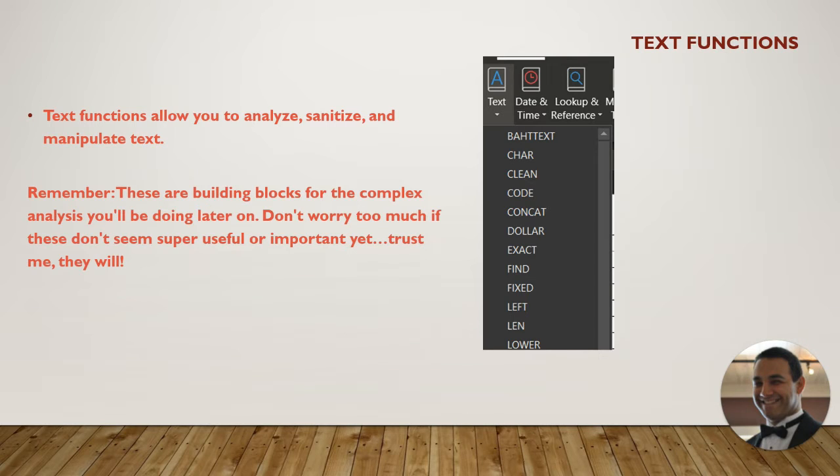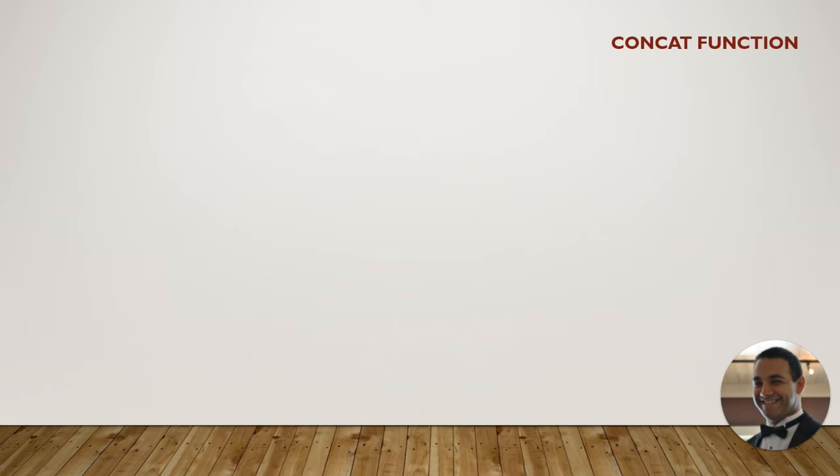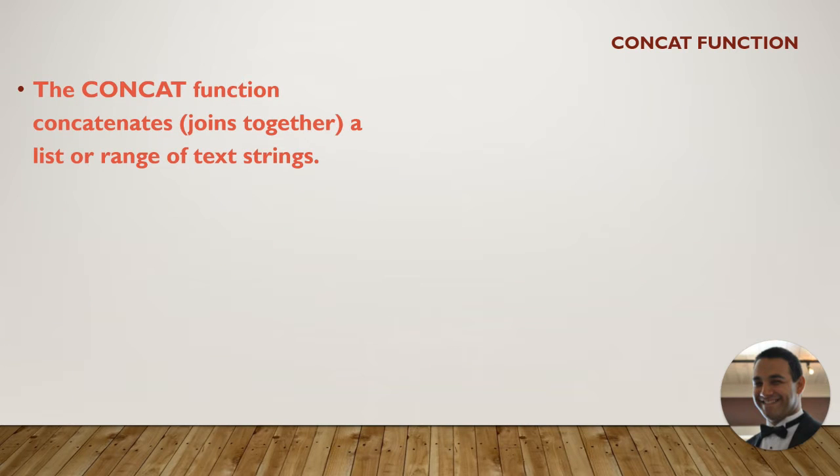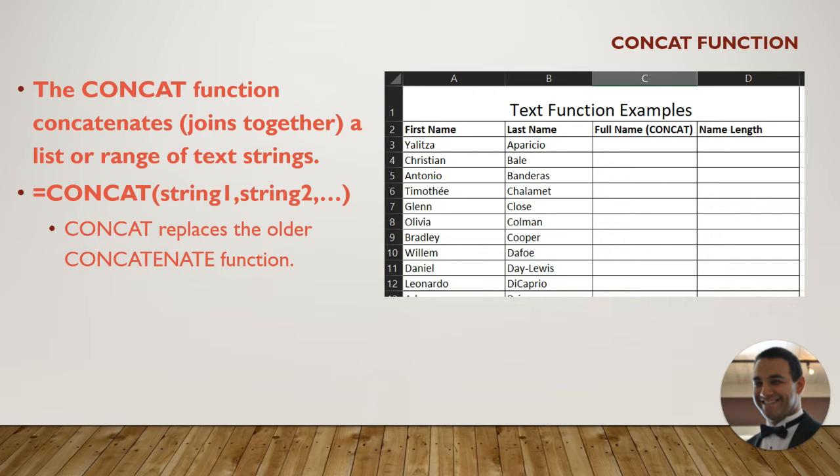Before we jump into those, I just want to remind you that these are building blocks for the complex analysis you'll be doing later on. Don't worry too much if they don't seem super useful or important yet. Trust me, they will. First up, we have the CONCAT function. The CONCAT function concatenates or joins together a list or range of text strings. The syntax is equals CONCAT string 1, string 2, etc., or CONCAT and then a range.